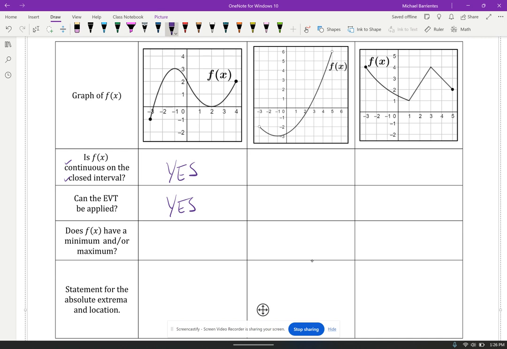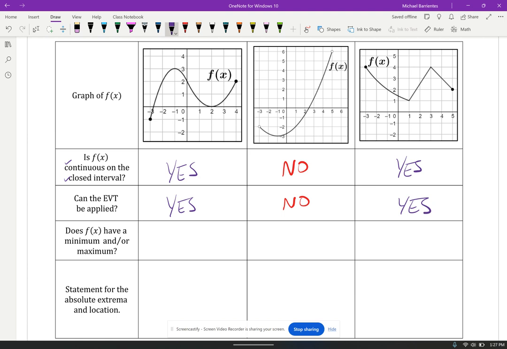What about the middle graph? Is the function continuous on the closed interval? Well, it is continuous within the interval, but it's not a closed interval, so we're going to say no. Can the extreme value theorem be applied? No. And then finally, is the function f of x continuous on the closed interval? Yes. And can it be applied? Yes.